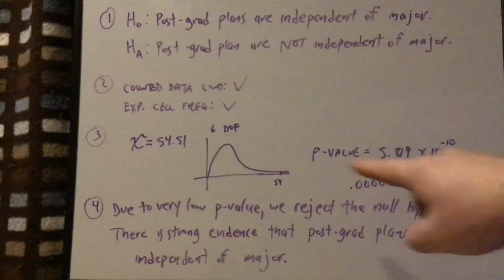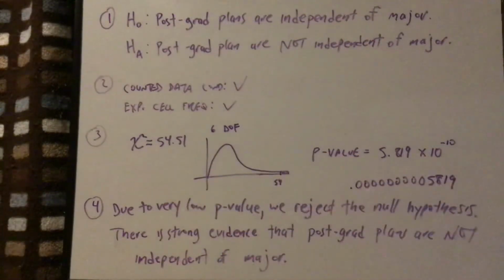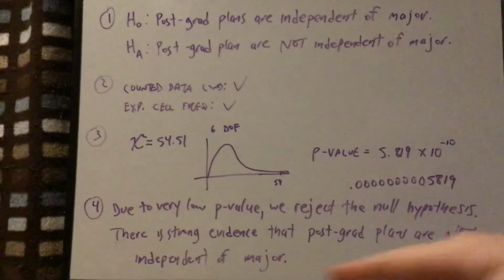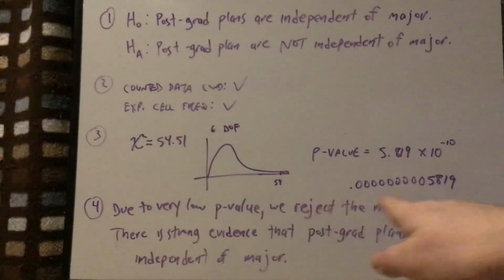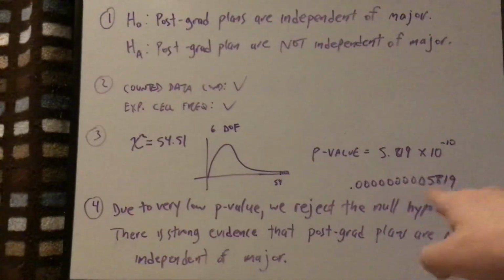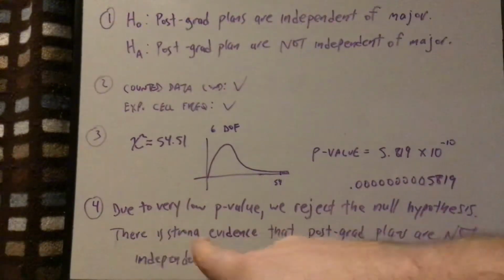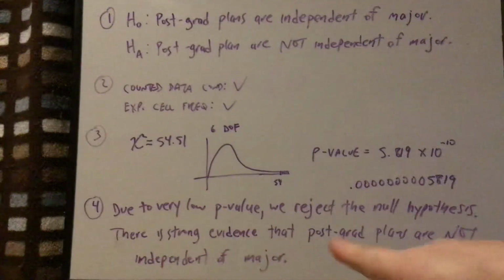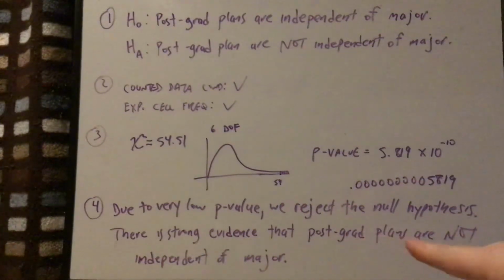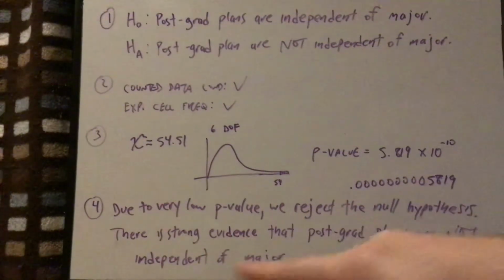So what's your conclusion? Well, it's a super low p-value, so I put due to very low p-value, we reject the null hypothesis. Make sure you put that in context. What does it mean to reject the null hypothesis? Well, rejecting it with this level of tiny p-value is basically, I said, strong evidence. There's strong evidence that postgraduate plans are not independent of majors.